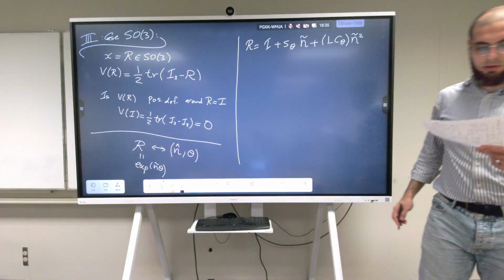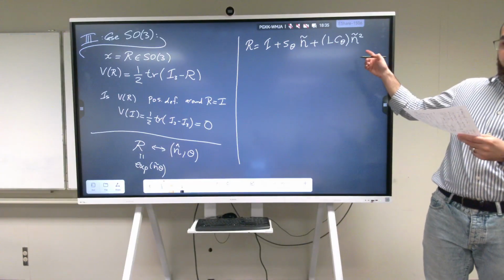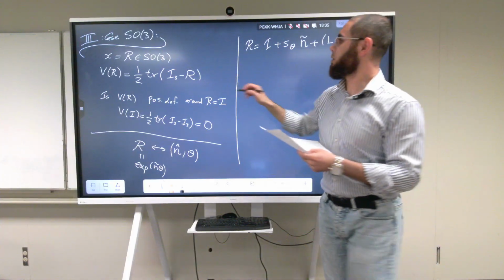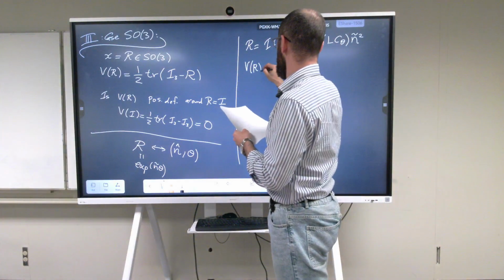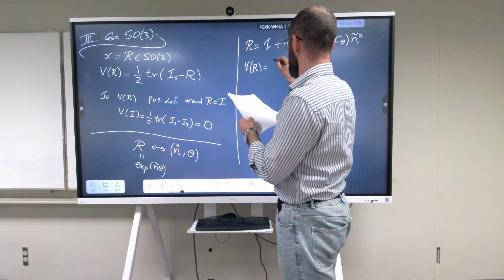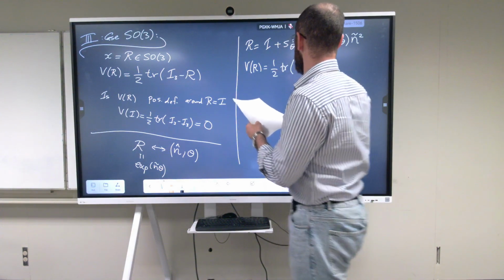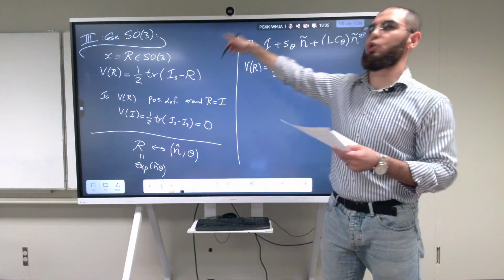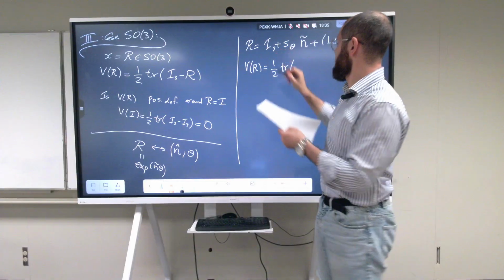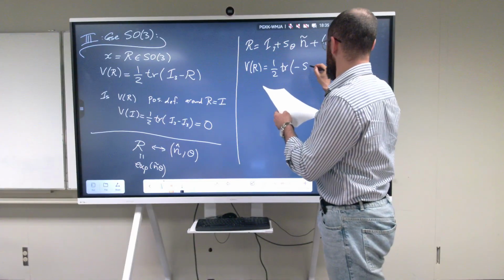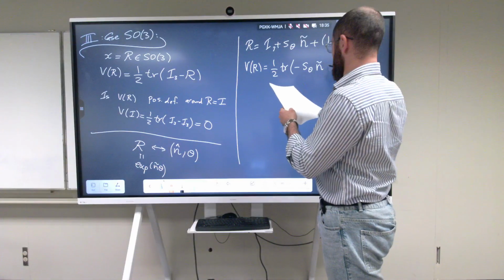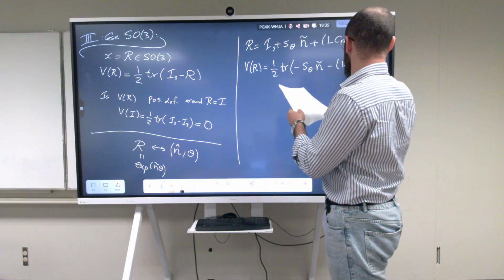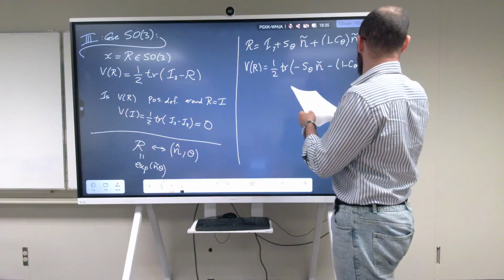Okay. And then if you plug in this expression in here, what do you get? So V of R, and you plug in that term, what do you get? You get half of the trace of I3 minus this expression. The I goes with the I. This is an I in 3. So you get minus sine theta n tilde minus 1 minus cosine theta n tilde squared.